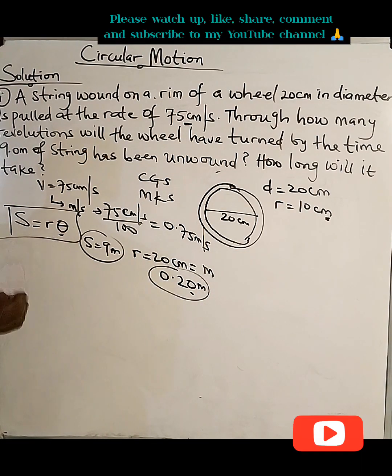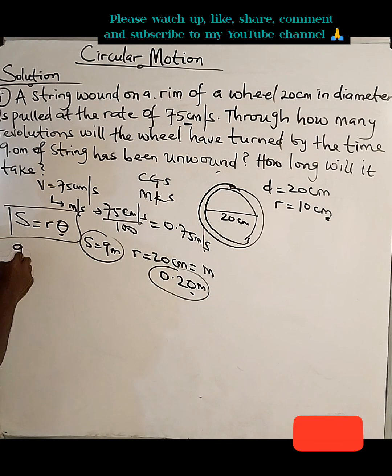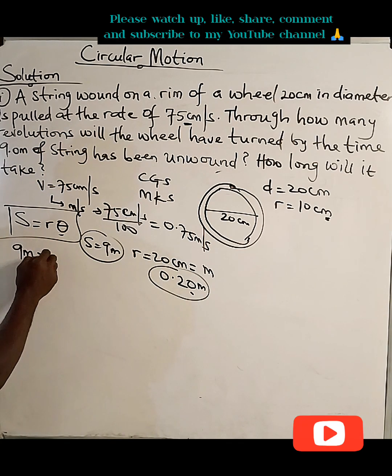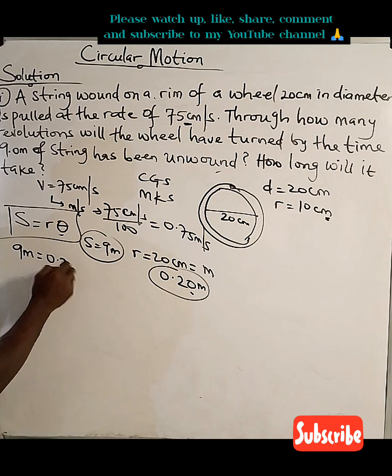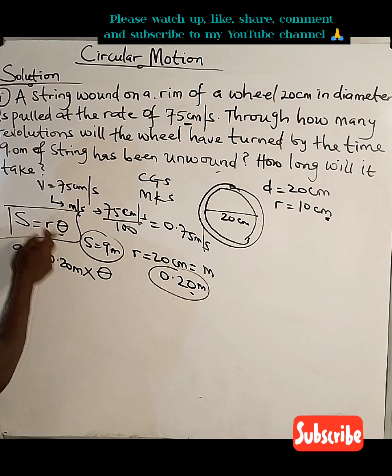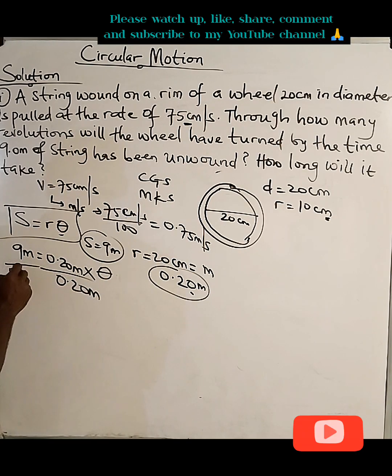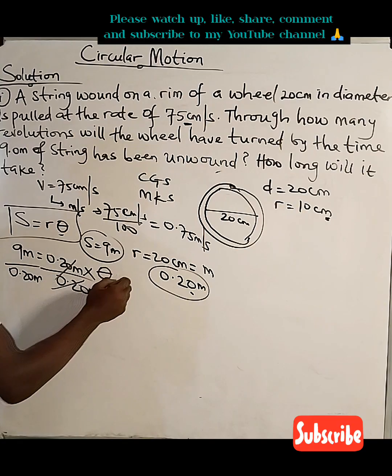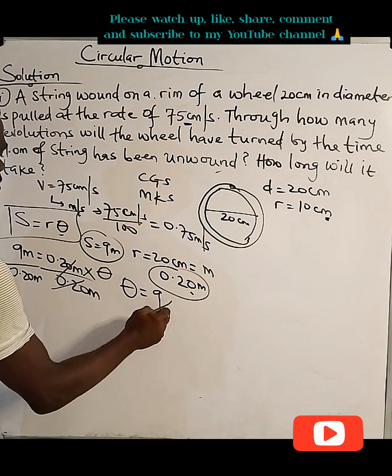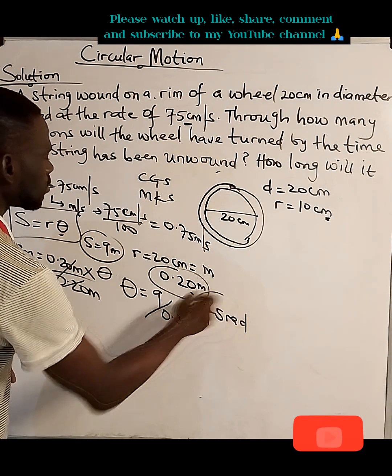So we're looking for this. When we get this, we're going to get it in radians so we can move it to revolutions once we're done with that. So this 9 meters, because the radius is 0.20 meters, times the angular distance. So the angular distance is 9 divided by 0.20, which will give us 45 radians.